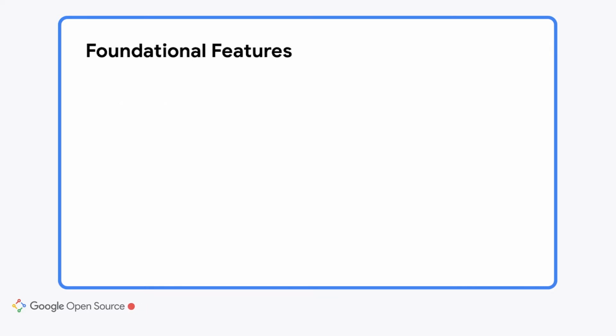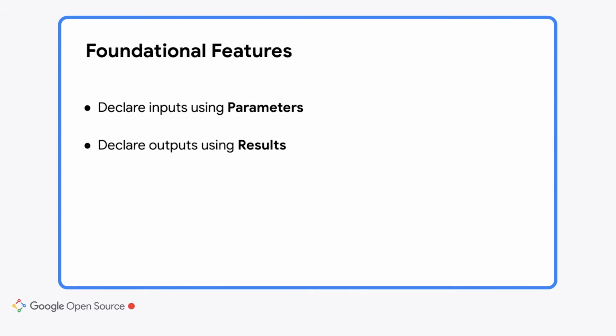Some of the foundational features of a Tekton task include parameters, which are used to declare inputs, results, which are used to declare outputs, and workspaces, which provision volumes that you can write data to.